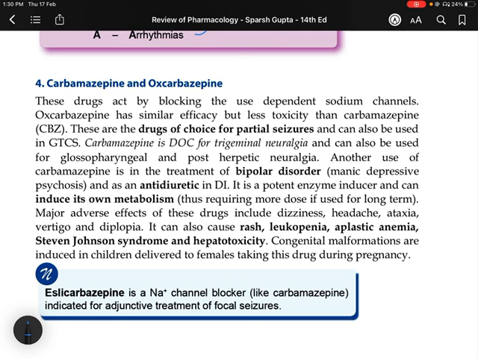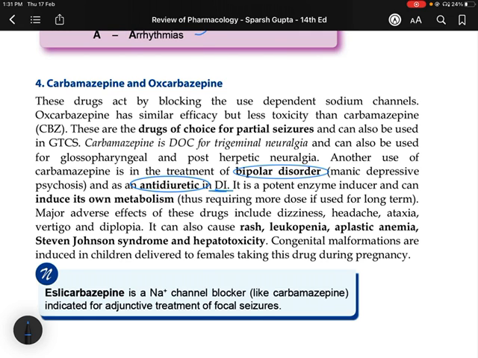Another use for carbamazepine is treatment of bipolar disorder, which is manic depressive psychosis, and it is also an antidiuretic used in DI. What is DI? Diabetes insipidus. It is a potent enzyme inducer and can induce its own metabolism, thus requiring more dose if used long term. Actually, we have to keep increasing it, like 1600 to 1200, maybe up to 1800.